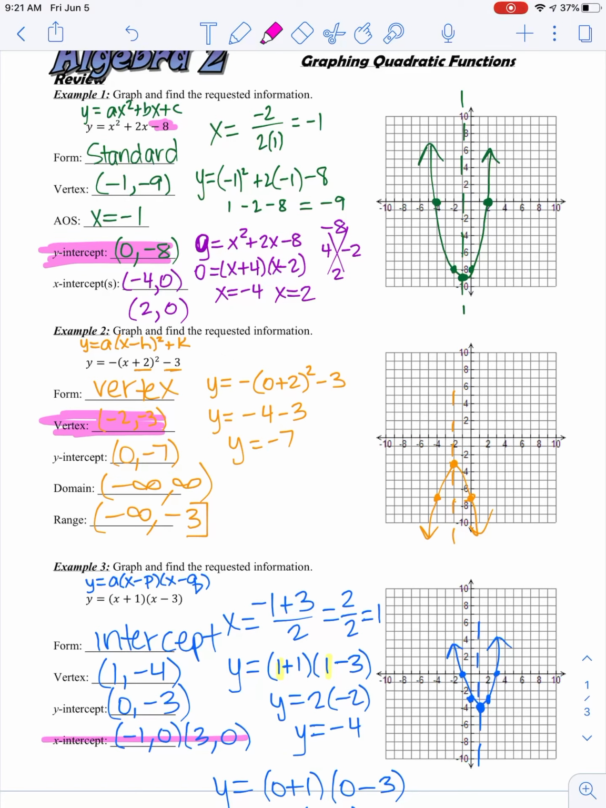So each form has its advantages. The benefits are the features of the graph that are really easy to recognize right away without doing any work. And then there are other parts that you have to do a little more work to figure out.